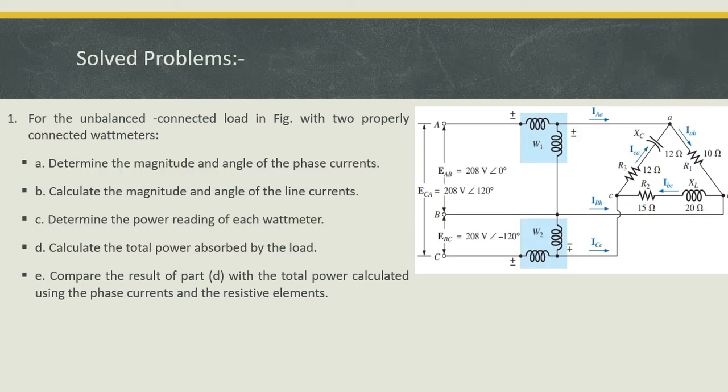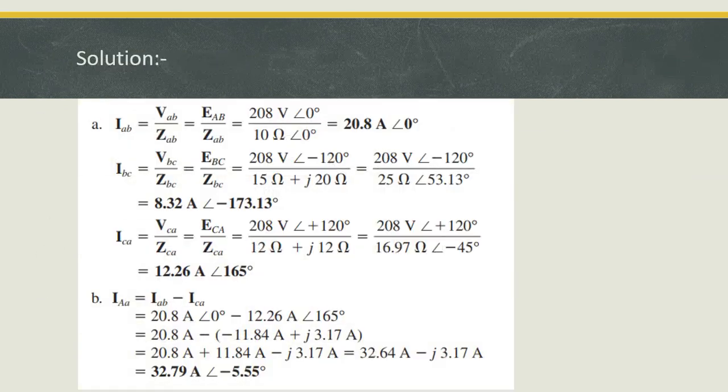These are the data given, so I move on to the solution. From the diagram I write all those parameters. IAB equals VAB divided by ZAB. Here each phase impedance is different, so IAB equals VAB divided by ZAB, which is 208 volt divided by 10 ohm. The resultant current is around 20.8 ampere. Similarly for IBC and ICA, I calculate the current values.